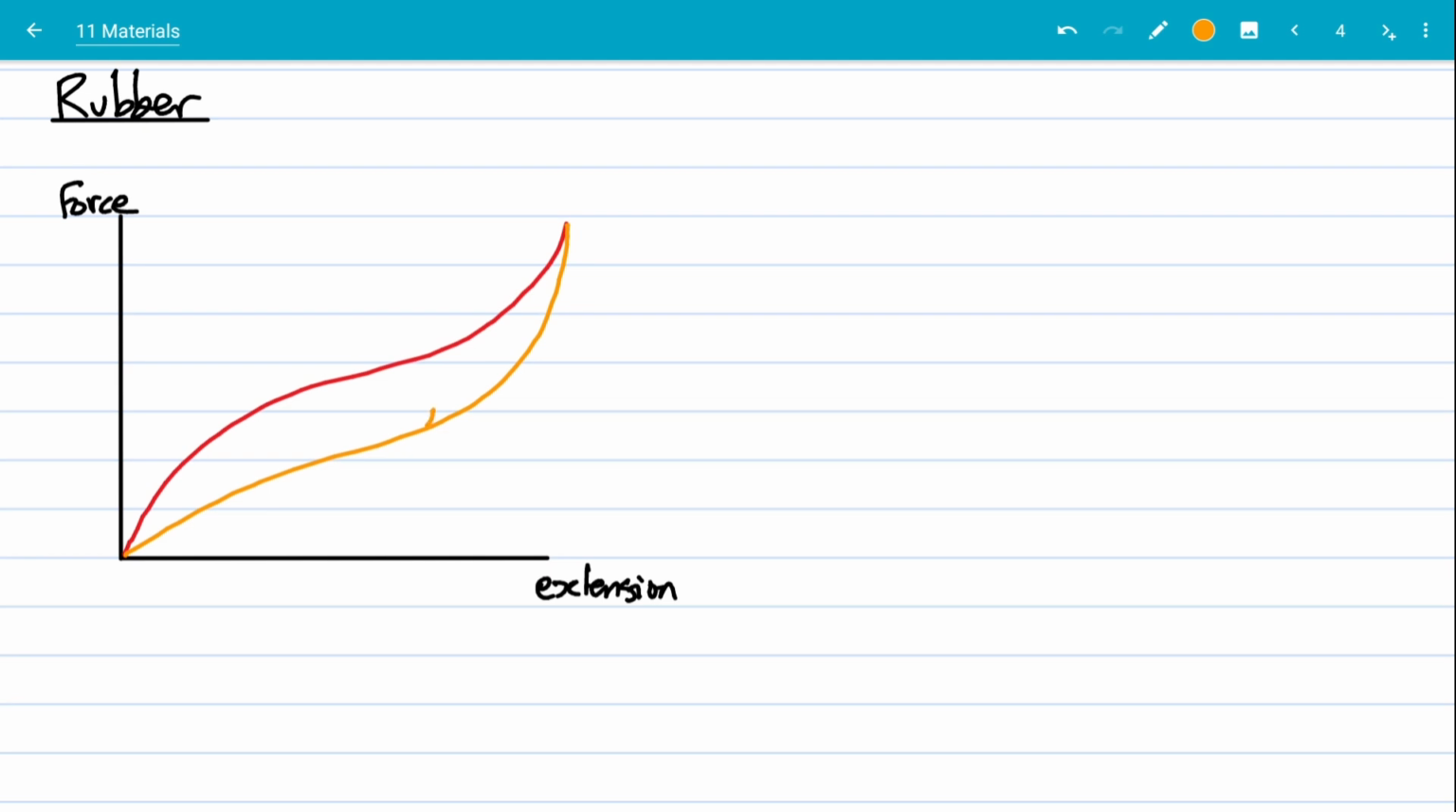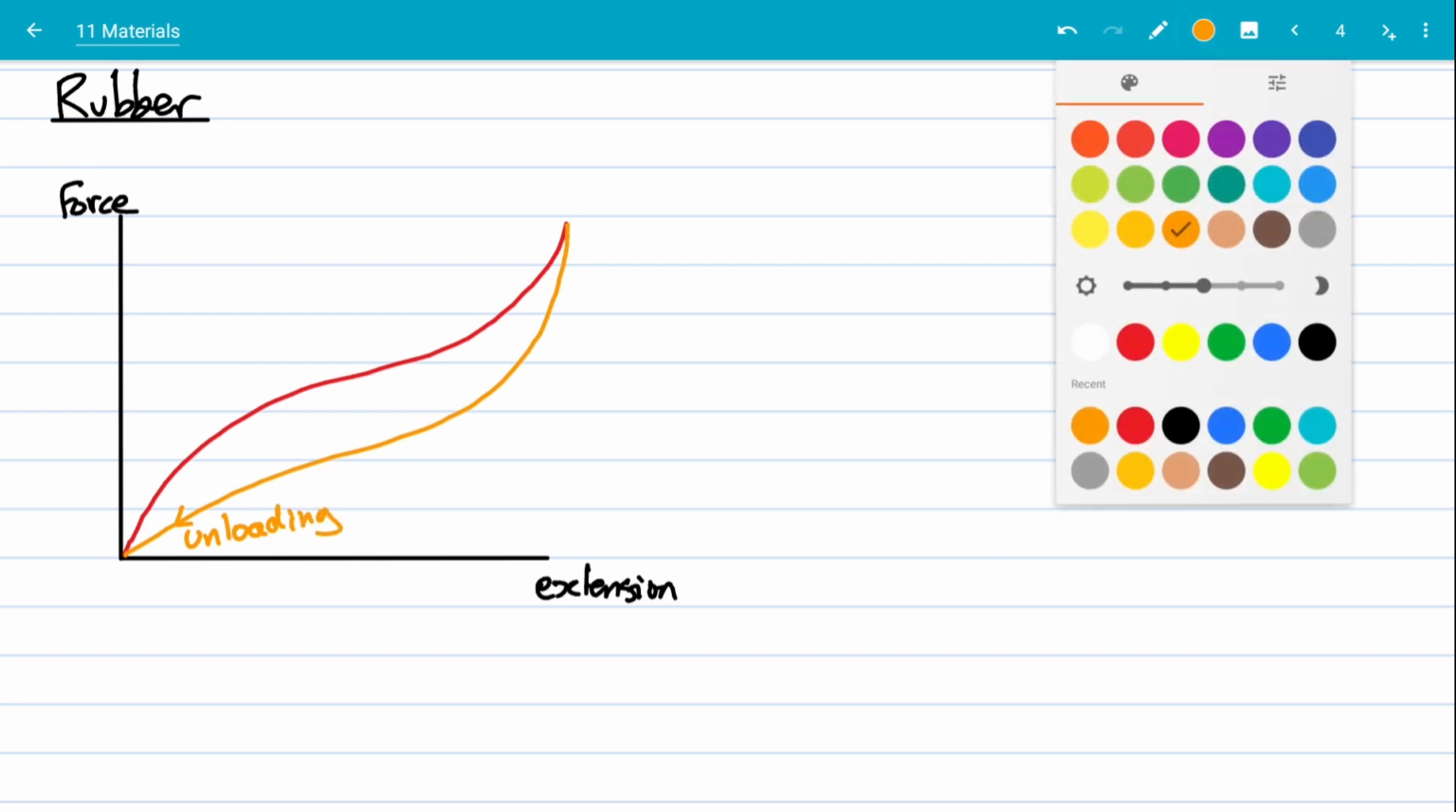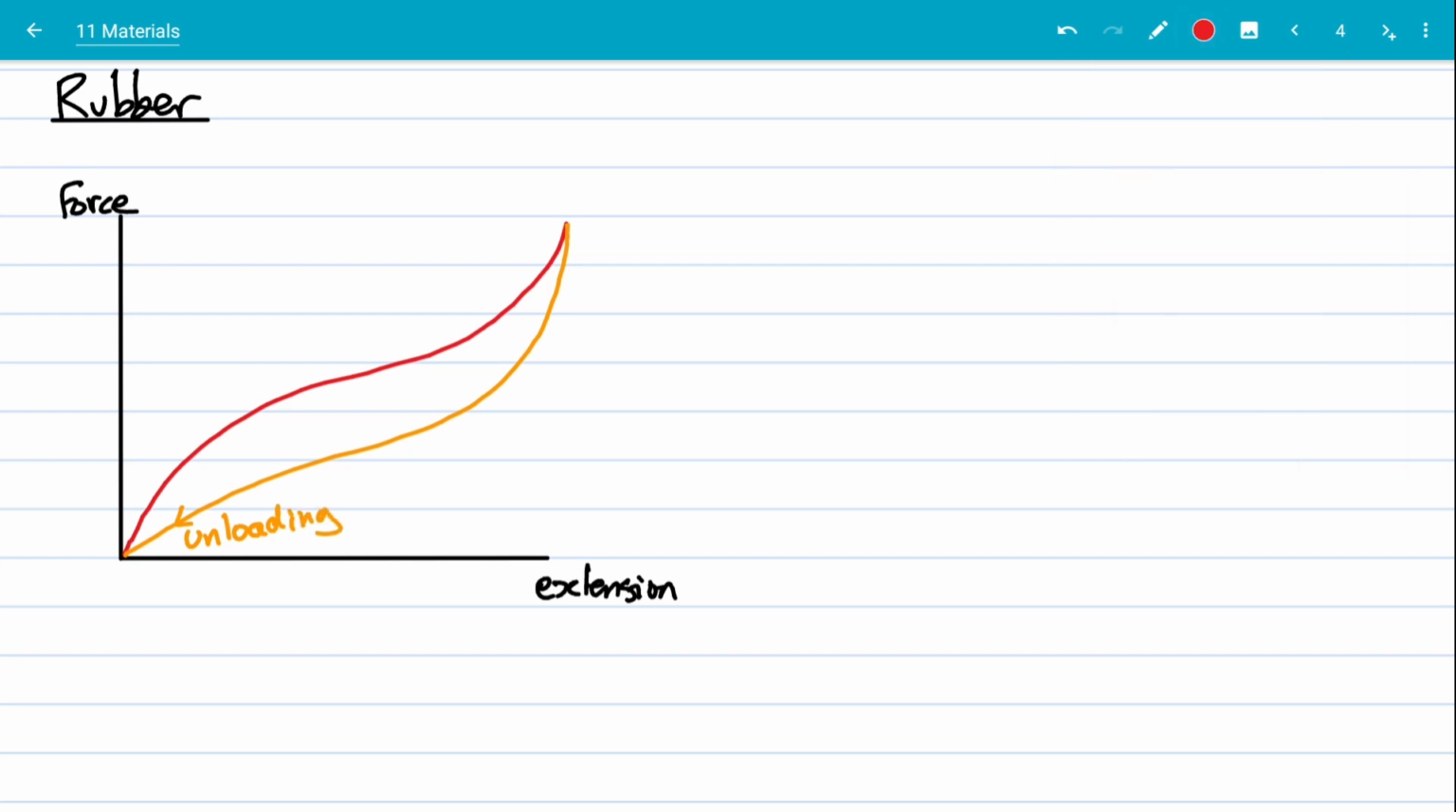So this is unloading. And actually, I want to label that somewhere else. Let's label it down here. Unloading. And the red one is loading.